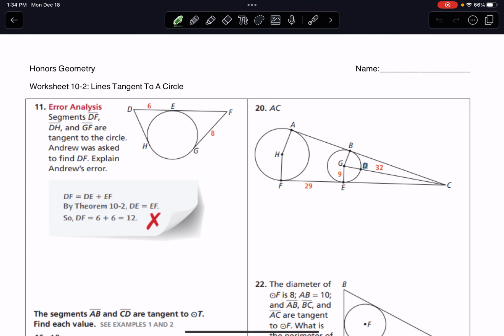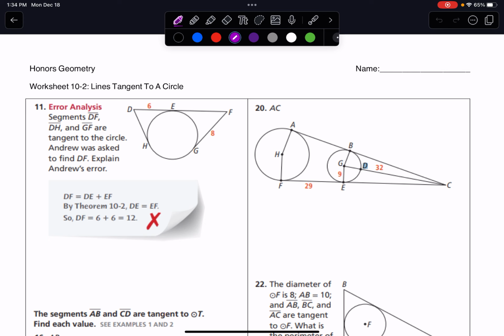Hi everybody, it is time to make a video for worksheet 10-2, which is about lines that are tangent to a circle. I think that this is a little bit easier than 10-1, which is nice. So first of all, number 11, segments DF, DH, and GF are tangent to the circle. Andrew was asked to find DF.